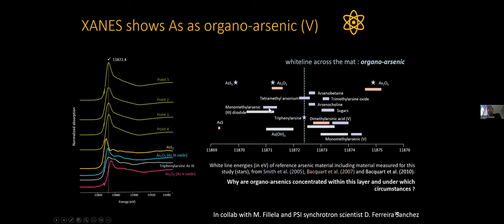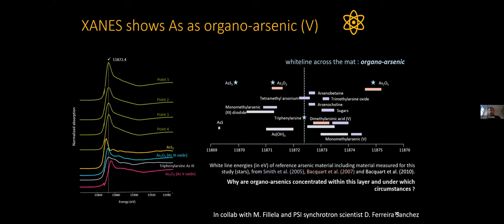So we went to the literature and tried to find other white lines that have the same values, comparing with other reference material that have been published before. And we see that it matches a bit with some organoarsenic species. Here, tetramethylarsonium. It's not far from arsenobetaine or arsenocholine, which are common compounds produced by microbes. It is not perfect, but we think that through these studies we do have a signature of organoarsenic in our microbial mat, and that is arsenic 5, as it is generally found in these organoarsenics.